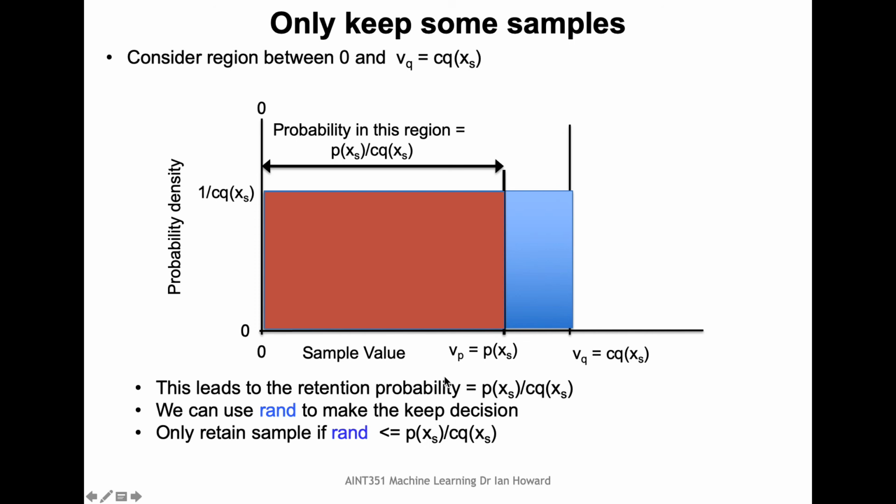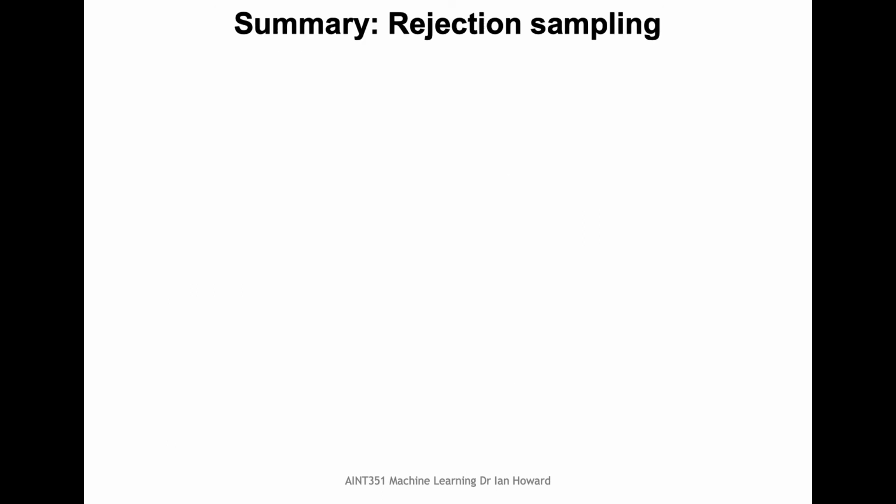So we keep it if we have a probability given by that. And as we did before, we can use the rand function to make this decision, whether or not we keep it. We know rand samples between 0 and 1. So if the rand value that we get is less than or equal to p(x_s) divided by c q(x_s), we keep the sample. Otherwise, we throw it out, right? So it's just a simple binary decision to keep or to throw away.